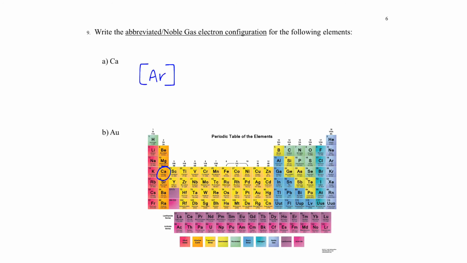So we're using brackets there, not parentheses. But just writing that takes care of all the first 3 rows. So 1s2, 2s2, 2p6, 3s2, 3p6. So basically we already did all that.